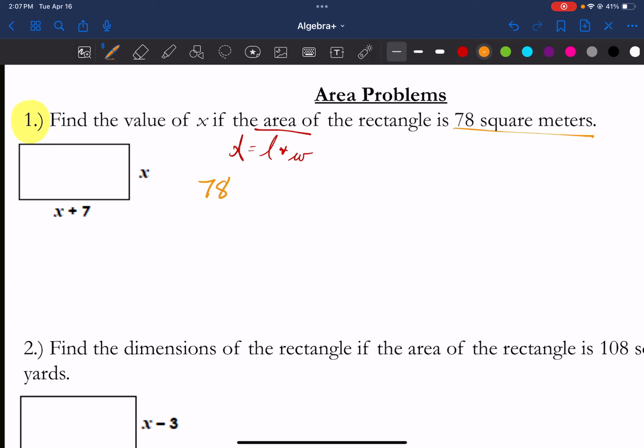So 78 equals the length, which is here, or the other one, doesn't matter which one you pick, x plus 7. And I'm going to keep it in parentheses. Our width is x. I'll notice I can FOIL this because it's by itself. So I get x squared plus 7x equals 78. I have options here now on how I want to solve it.